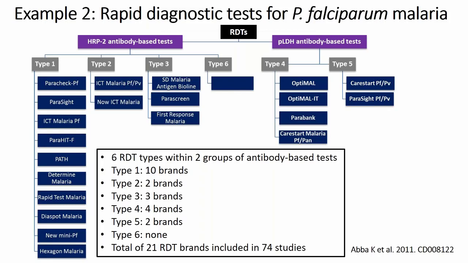Our analytical strategy therefore compared the accuracy of commercial brands within each test type, and we also made comparisons between types, and we also did a pairwise comparison between the two antibody types. So for each level of analysis, we then considered indirect and direct comparisons. Notice that so far I'm talking about strategy. I haven't moved on to talking about meta-analysis yet.